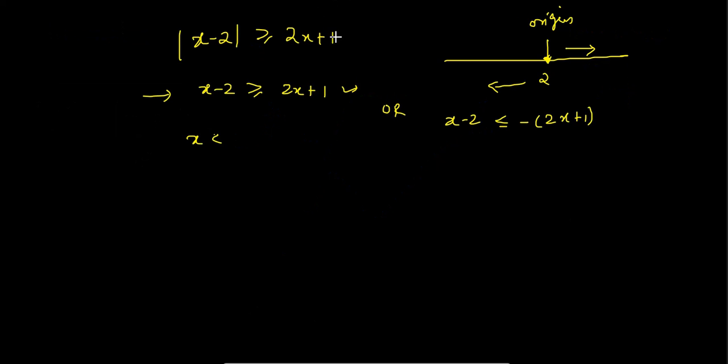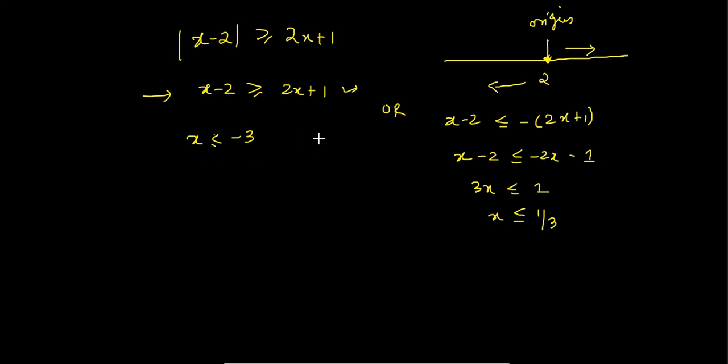Okay, so x minus 2 greater than 2x plus 1, or x minus 2 is less than or equal to minus of 2x plus 1. So if I solve this inequality, x minus 2 less than or equal to minus 2x minus 1. So this is 3x less than or equal to minus 2 plus 1, which is 1. So this is x less than or equal to 1 by 3. And here I will get x which is less than minus 3. Okay, x less than or equal to minus 3.